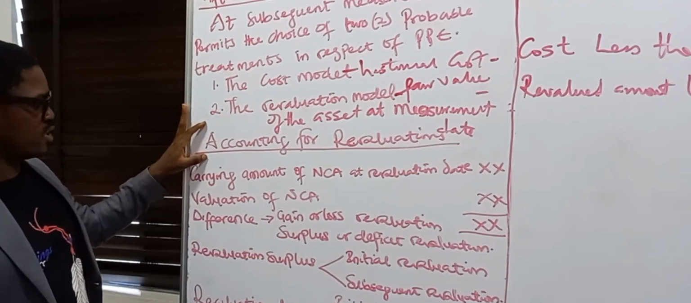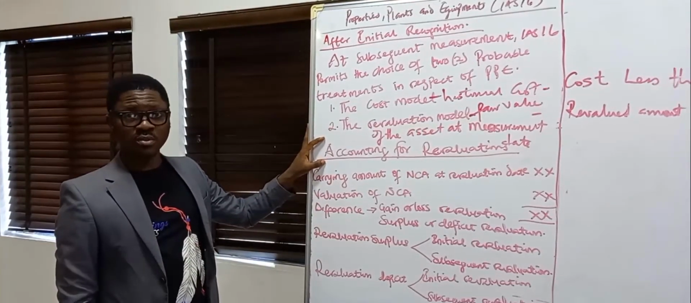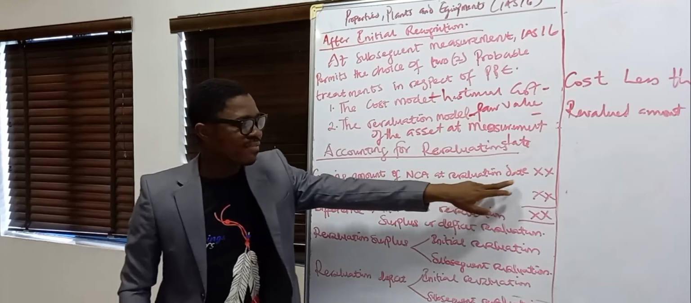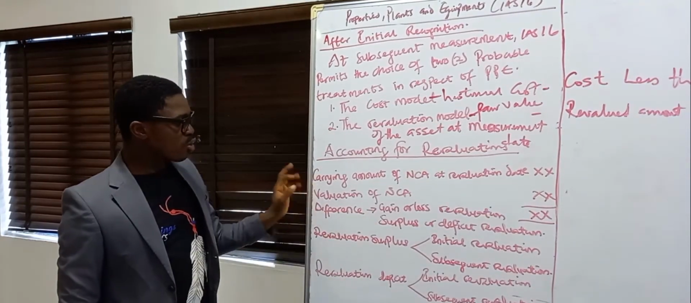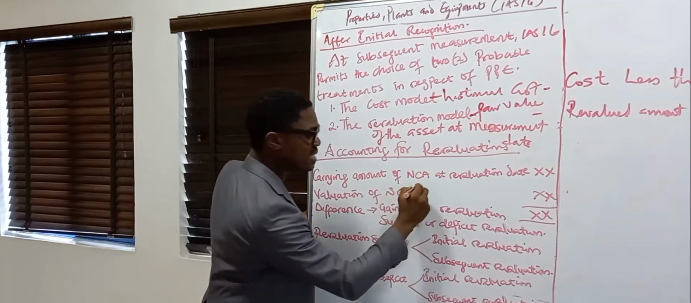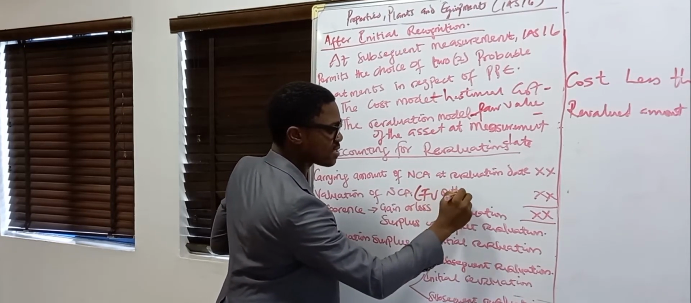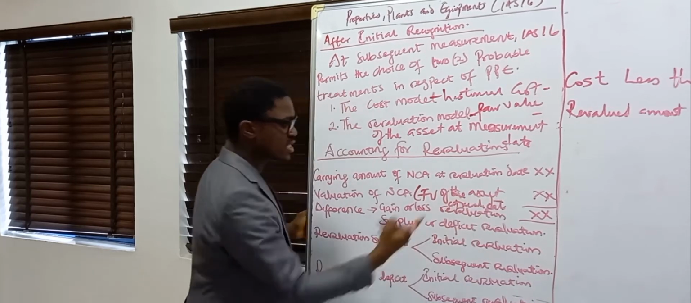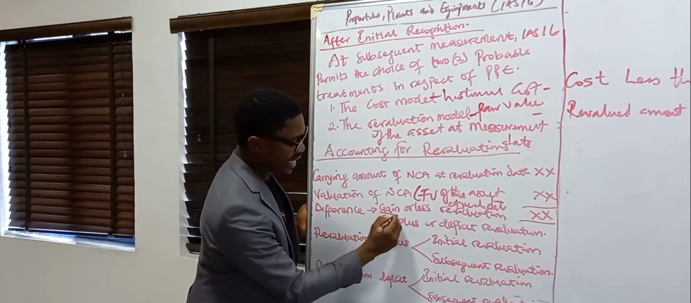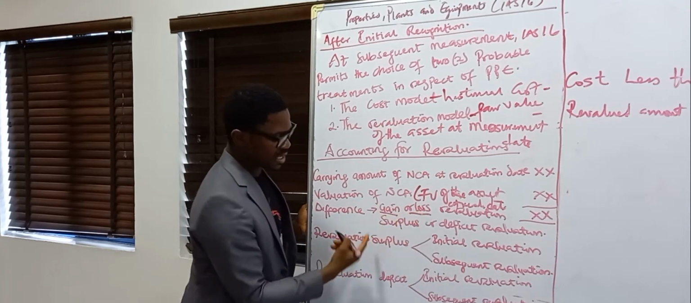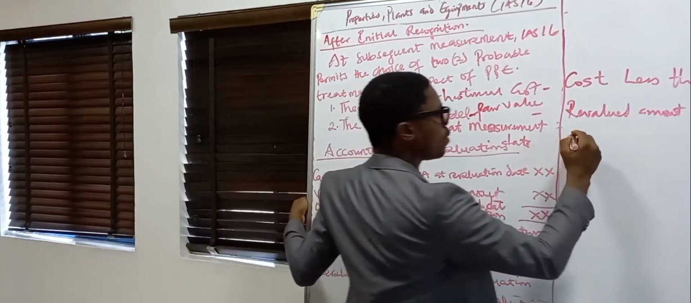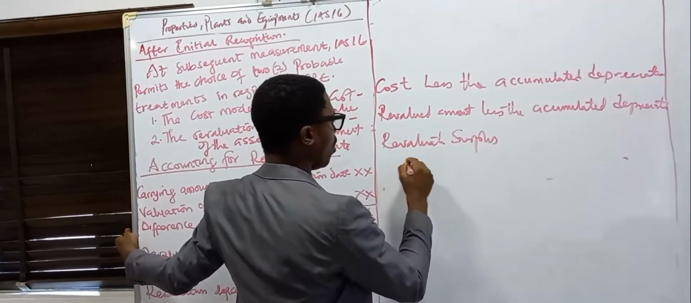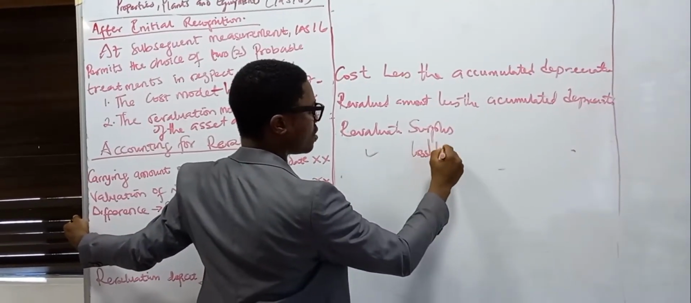Now, how do we account for revaluation? What's the formula for revaluation? Revaluation is the difference between the carrying amount of the non-current asset at the revaluation date and the valuation of the asset. The valuation of the asset simply means the fair value of the asset at revaluation date. So the difference between the two can give us either a gain or a loss, and this gain or loss simply means revaluation surplus or revaluation loss or deficit.